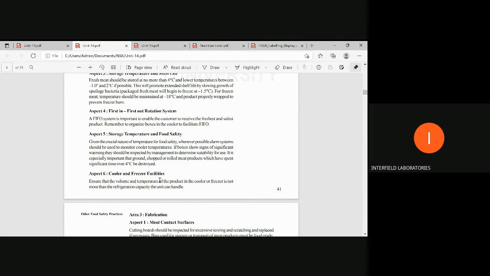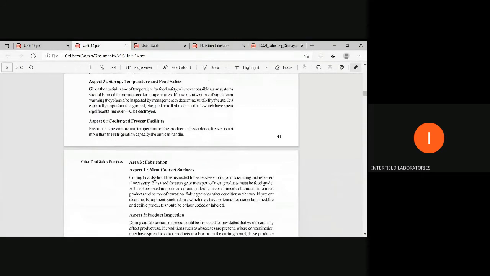The meat products which have spent significant time over a temperature of 4 degrees Celsius should not be used. If the meat product was stored at a temperature above 4 degrees Celsius for significant time, it should not be used. It should be destroyed. Ensure that the volume and temperature of the product is not more than the refrigeration capacity.